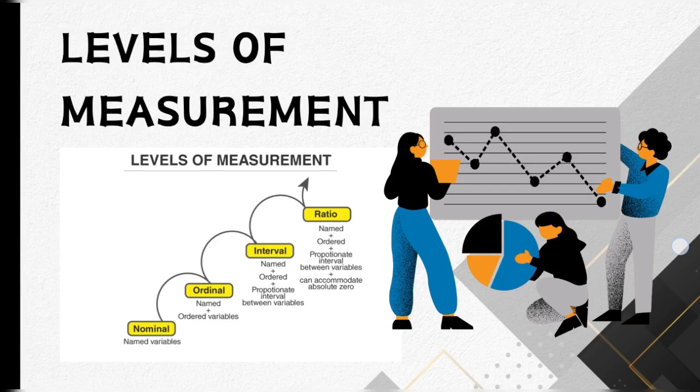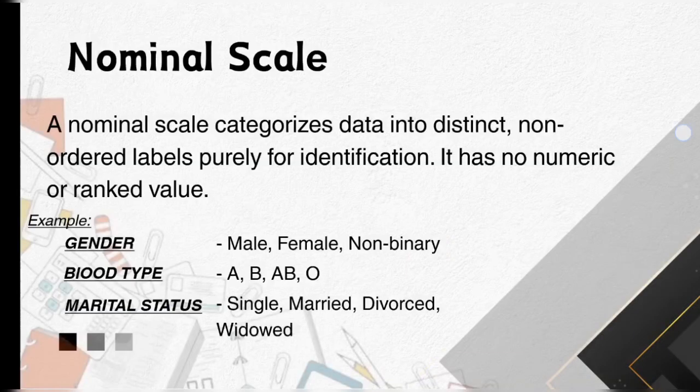So now, let us proceed to the four levels of measurement, which are the nominal, ordinal, interval, and ratio. Let us discuss the nominal scale. A nominal scale categorizes data into distinct, non-ordered labels purely for identification. It has no numeric or rank value. For example, gender: male, female, non-binary. Next is blood type: A, B, AB, or O. Next is marital status: single, married, divorced, or widowed.